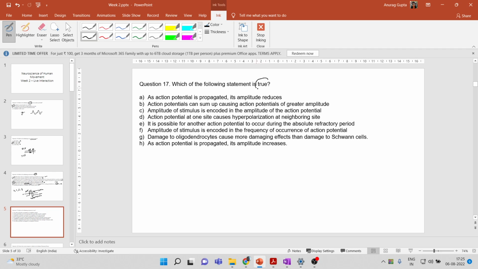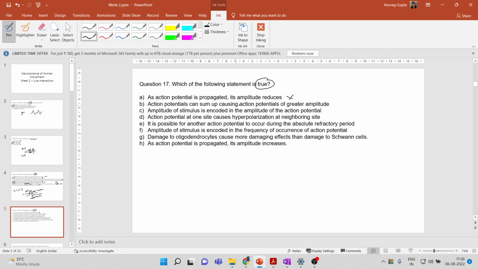So, as action potential is propagated, the amplitude reduces. This is a false statement because either an action potential is generated or it's not generated. If you remember, the action potential is regenerated at the nodes of Ranvier, and either an action potential is generated or it's not generated. There's no such thing as reduced amplitude of an action potential. So this is a false statement.